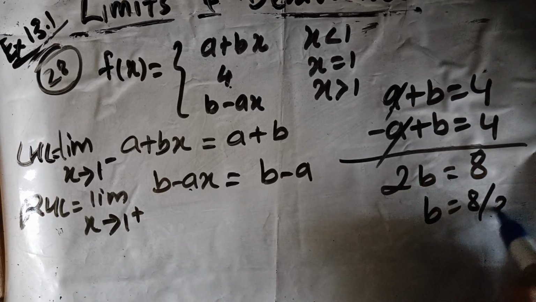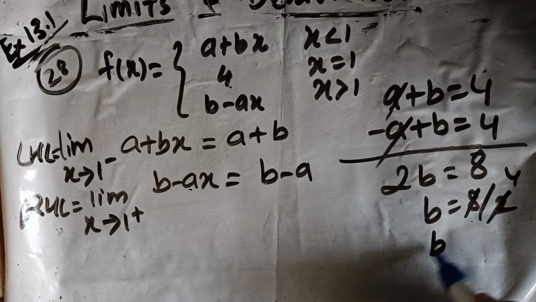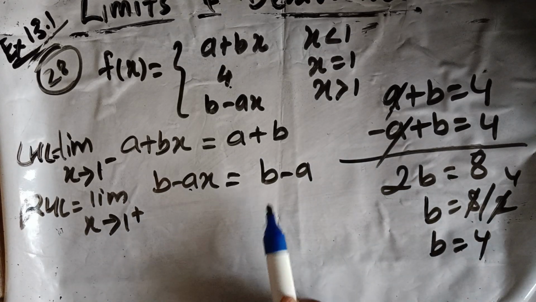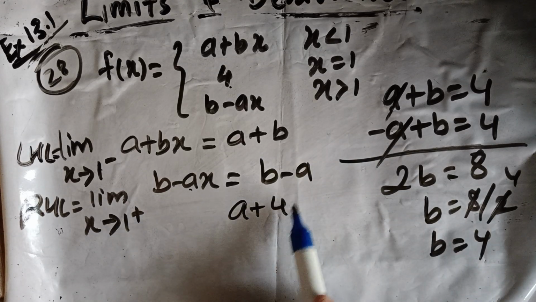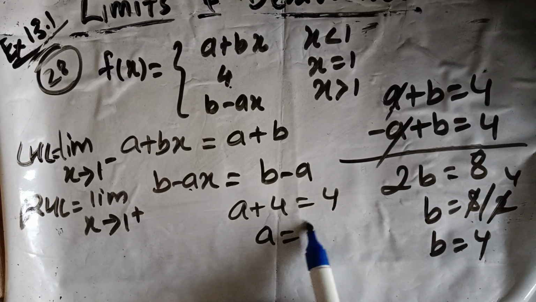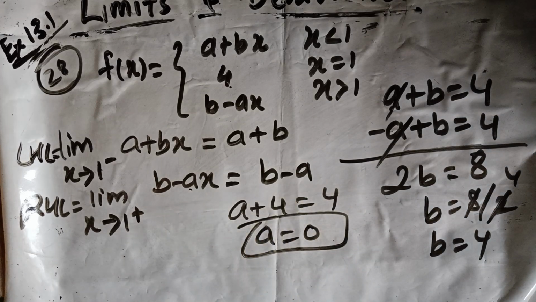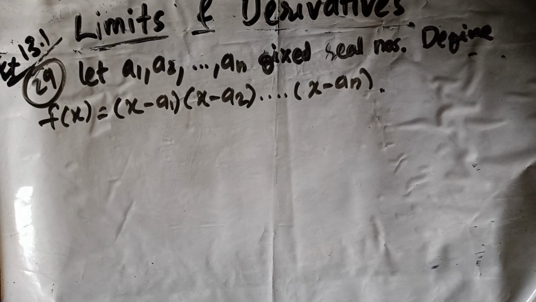B is 8 upon 2. B is 4. What about a? A is 0. Okay. Next question, let a1, a2 till an be fixed real numbers.